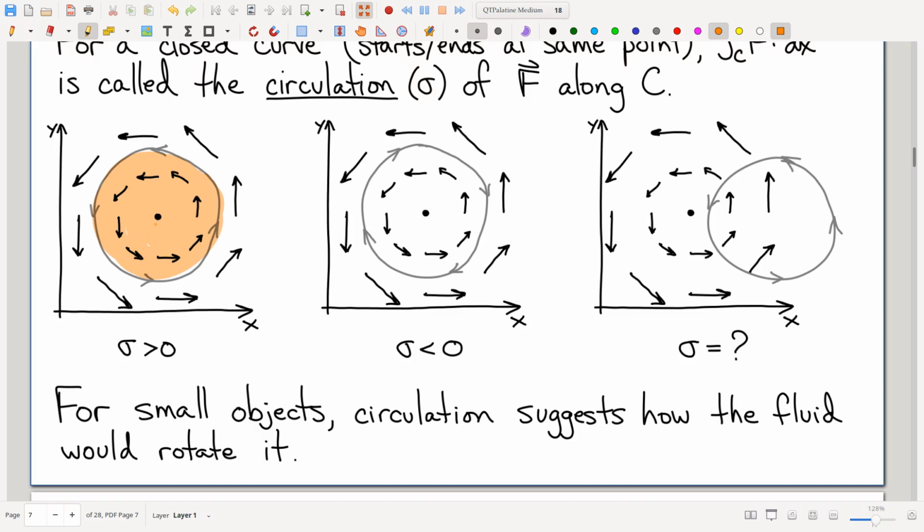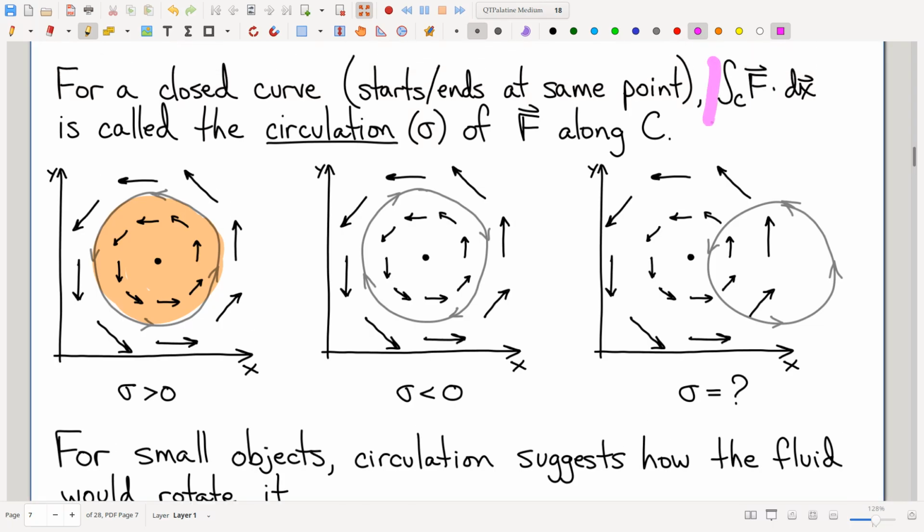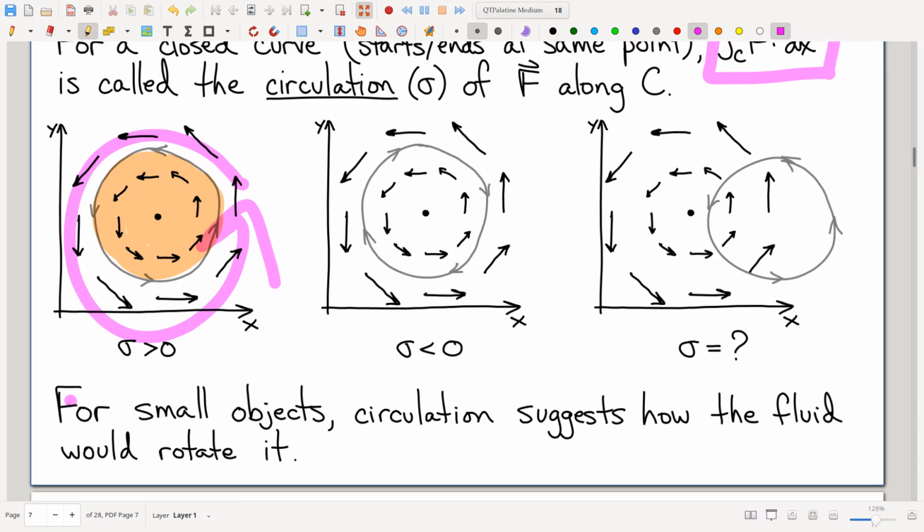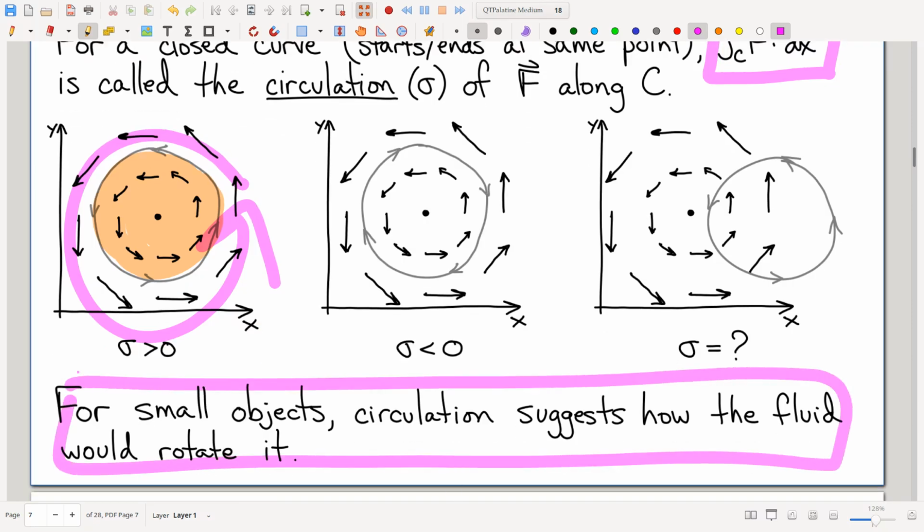Right? And if you think of, okay, well, this circulation here represents the extent to which there's a rotational aspect to the fluid. Well, that also suggests the extent to which the fluid would literally rotate the leaf that's floating in that fluid. So it represents kind of a resulting rotation of objects in the fluid.